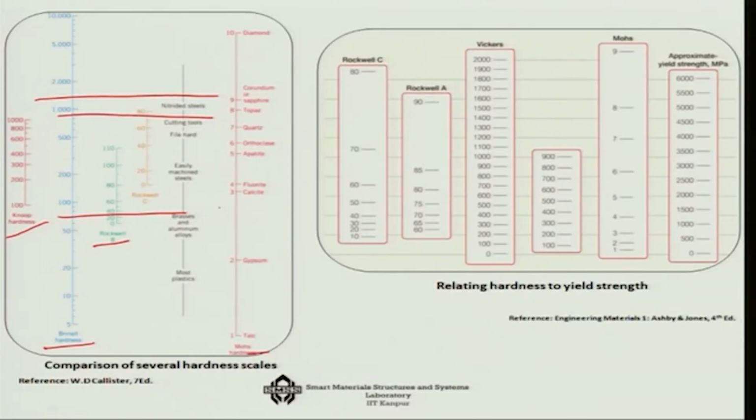The other thing is the formulation that I told you, which is used for the calculation of the yield strength. In this table, which is from the Ashby and Jones book, you can get the yield strength directly. For example, you get some value like 1200, and you go through this, you get a yield strength of something like 4000 MPa. So, corresponding to each such value in the hardness testing machine, you can get an approximate yield strength value.